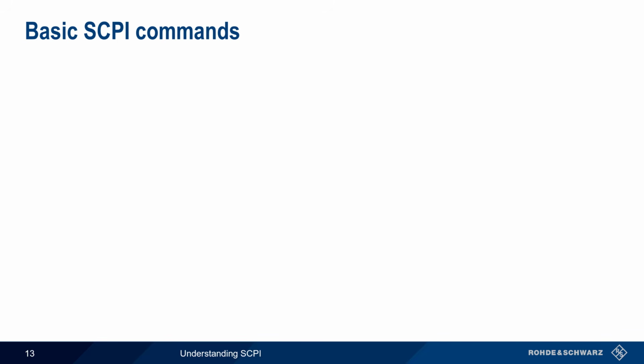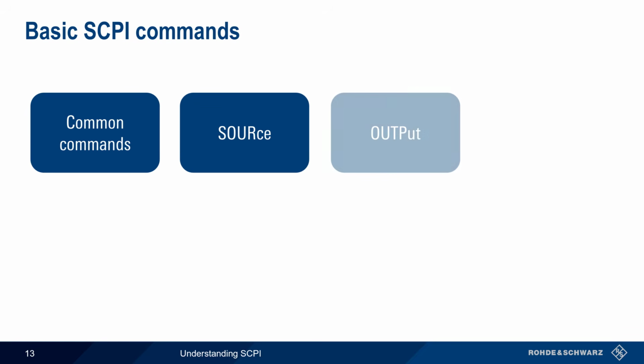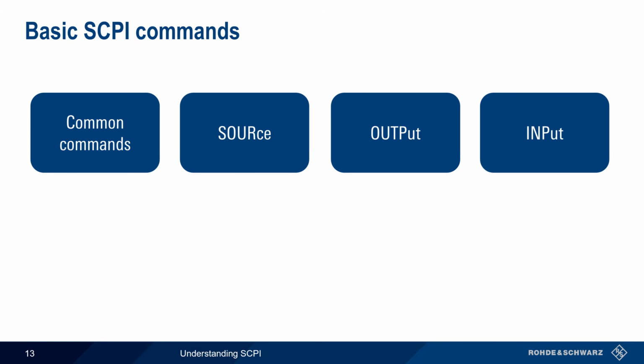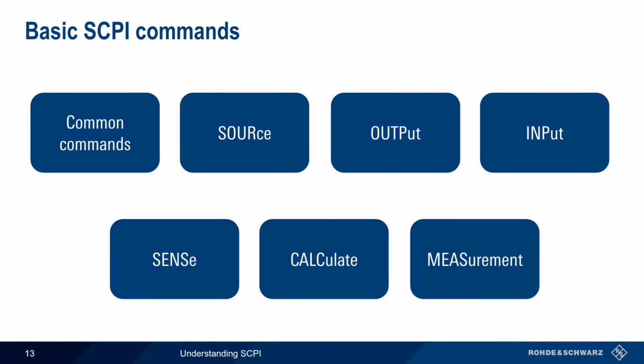Now let's look at some basic or frequently used SCPI commands. These are common commands, source, output, input, sense, calculate, and measurement. We'll start by discussing the so-called common commands.